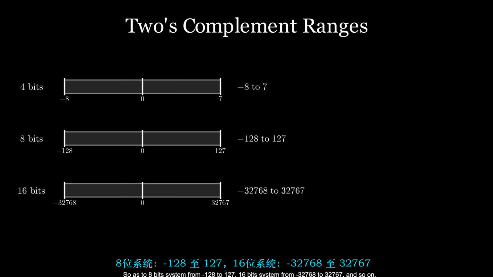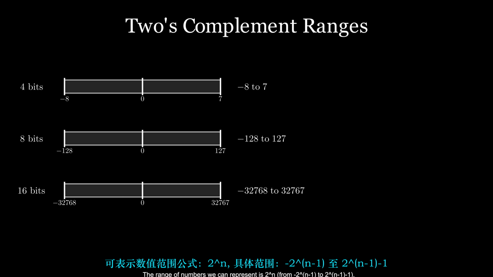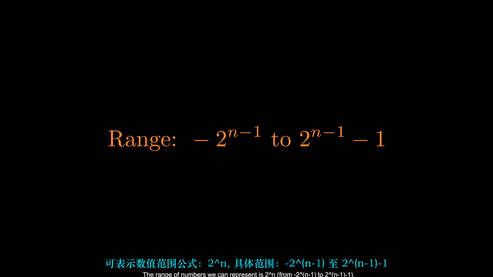For a 16-bit system, from -32768 to 32767, and so on. The range of numbers we can represent with n bits is from -2 to the power of n-1 to 2 to the power of n-1 minus 1.